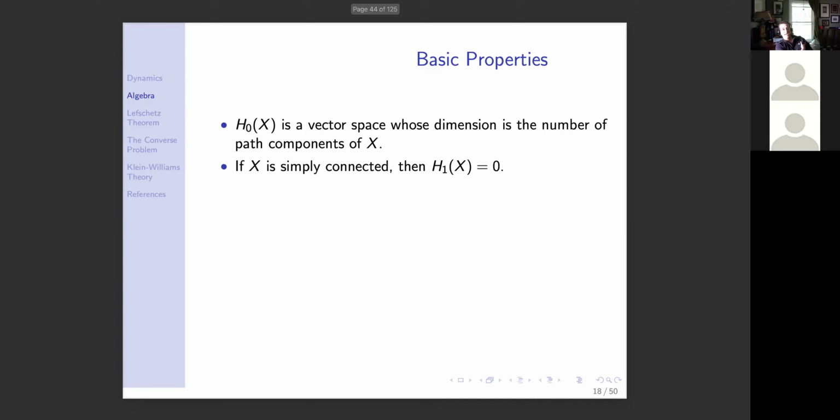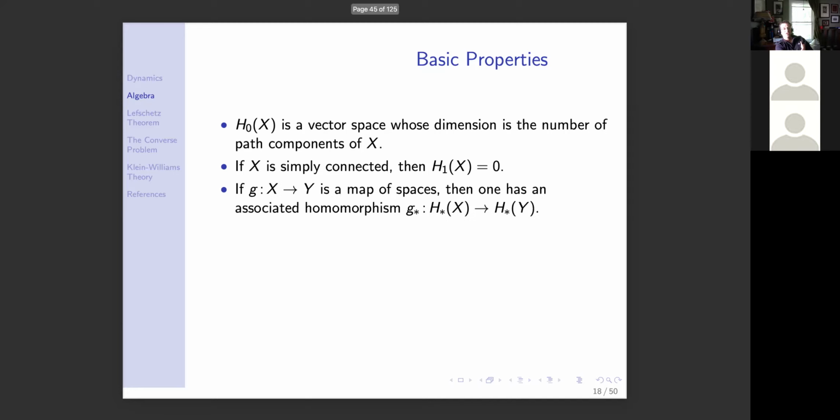If X is simply connected, that means the fundamental group is trivial, then the first homology is trivial. If G is a map of topological spaces, then one has an associated homomorphism from the homology of X to the homology of Y. That's an important basic property. That's also obvious from the definition.